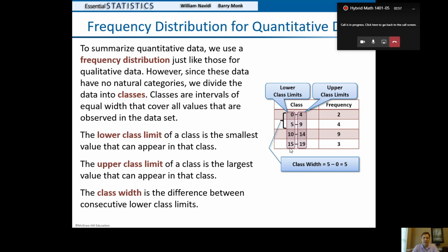When you don't have another one, you look at the pattern to see what the next lower limit would be. So the next lower limit would be 20. So 20 minus 5 would be the class width. Typically, you want to make your classes the same width, if at all possible. So your histogram, which is the bar graph that's associated with a frequency distribution for quantitative data, will have all the bars with the same width. Okay.